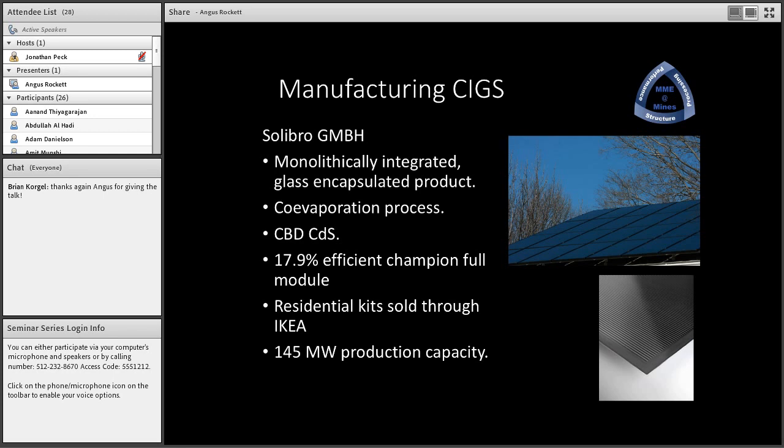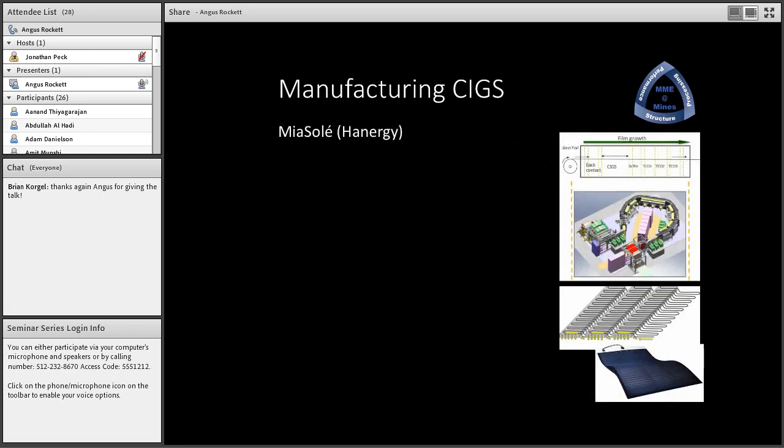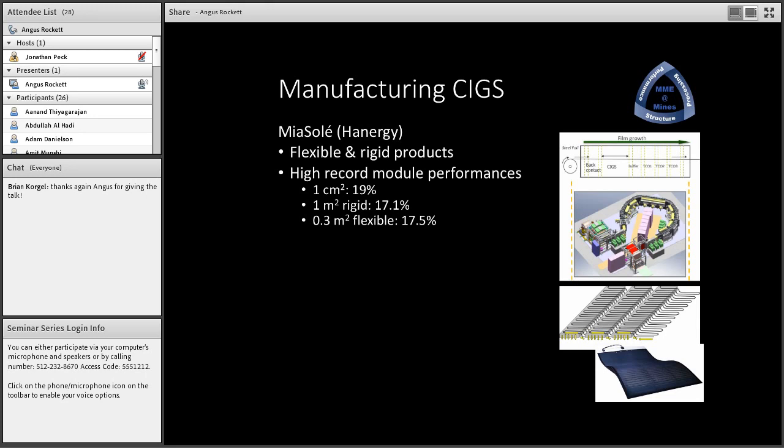They are selling their products, for example, as residential kits through IKEA, so they're primarily targeting smaller arrays on residential rooftops and so forth. And they have about 145 megawatt production capacity currently. MiaSolé, which is another part of Hanergy, so Solibro is part of Hanergy, so is MiaSolé. And they are making both flexible and rigid products. They work on stainless steel foils, and they have high record module performances comparable to the Solibro records.